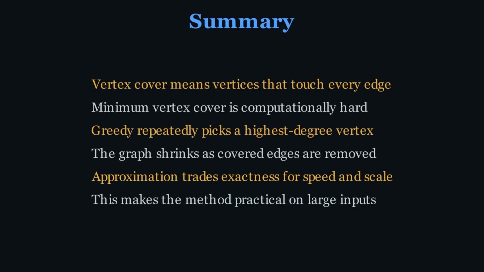Let us bring everything together. A vertex cover is a set of vertices that touches every edge. Finding the smallest such set exactly is difficult, which is why approximation algorithms matter. The greedy strategy focuses on the highest degree remaining vertex, covers many edges at once, and keeps shrinking the graph until nothing is left uncovered. The result is not guaranteed to be perfect, but it is fast, understandable, and often strong enough for real decision-making.